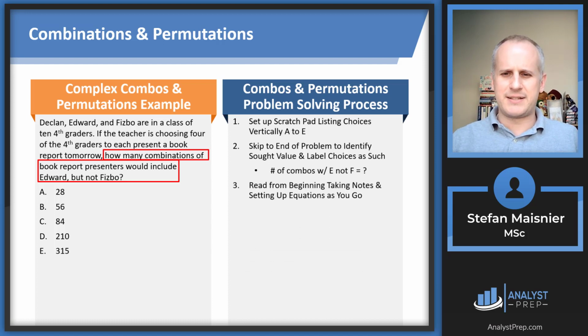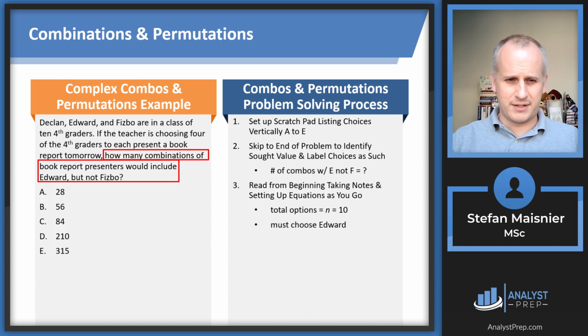Then we read from the beginning, taking notes and setting up equations as we go, but we've got to be careful about the equations because they get complex pretty quickly. So we've got Declan, Edward, and Fizbo in a class of 10 fourth graders, and the teacher is choosing 4 of the fourth graders. So we know there's 10 total options. We've got must include Edward, but not Fizbo. So we've got 10 options, must choose Edward, cannot choose Fizbo, and we know we're going to choose 4.